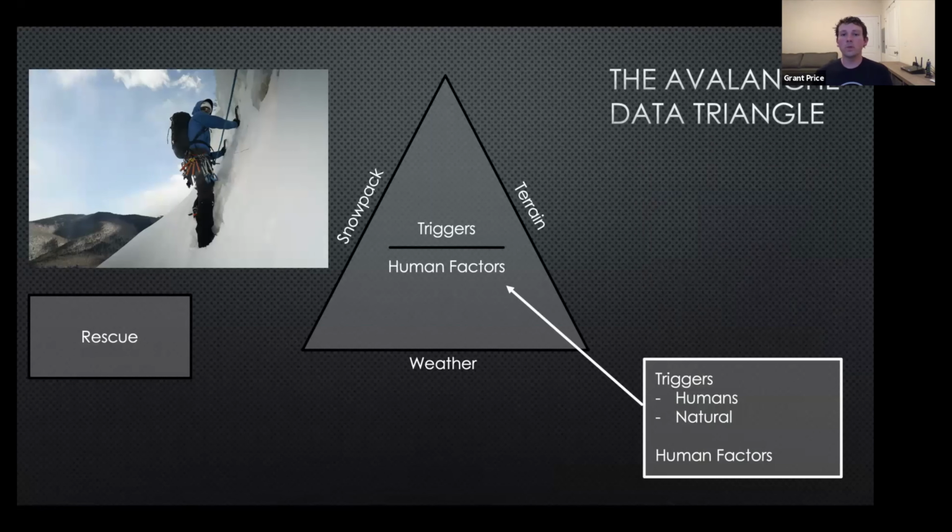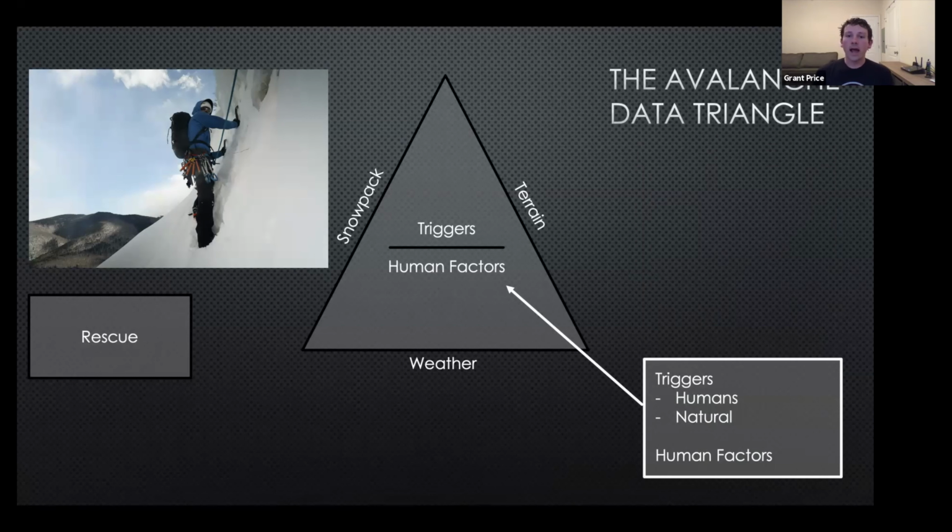Okay, so in the middle of the triangle here, triggers. Some of the best triggers for avalanches are humans, climbers, skiers, riders, snowmobilers, really anyone. Avalanches can also be triggered naturally. Say the wind deposits a large amount of snow on a slope, that could create enough force on that weak layer to cause it to fail.